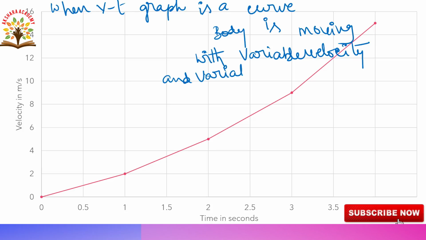These are the three graphs. The first is when the velocity time graph is a straight line parallel to the time axis, and the second is when the velocity time graph is a straight line but not parallel to the time axis. The third one is when the velocity time graph is a curve, then the body is moving with variable velocity and variable acceleration.